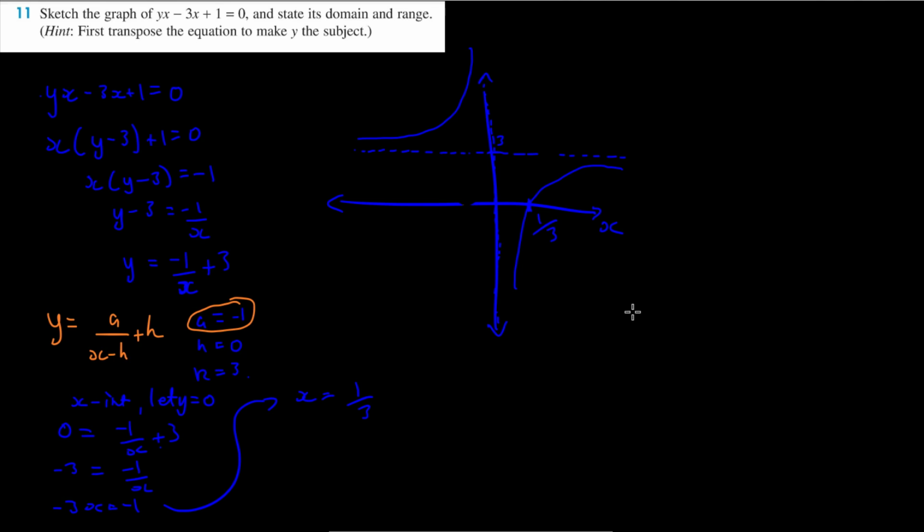And let's add one more thing to our graph. We can add the equation. We can say that this is y = -1 on x + 3. Or you could state also yx - 3x + 1 = 0. Both would be fine because both functions describe this curve, or this hyperbola, I should say.